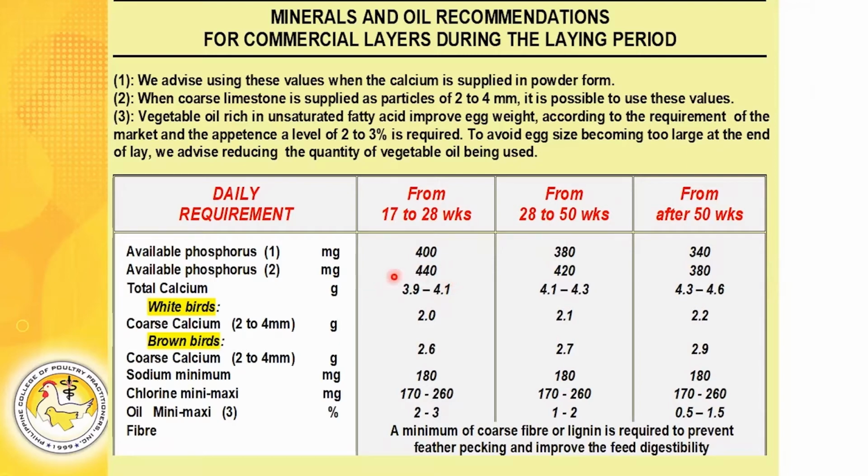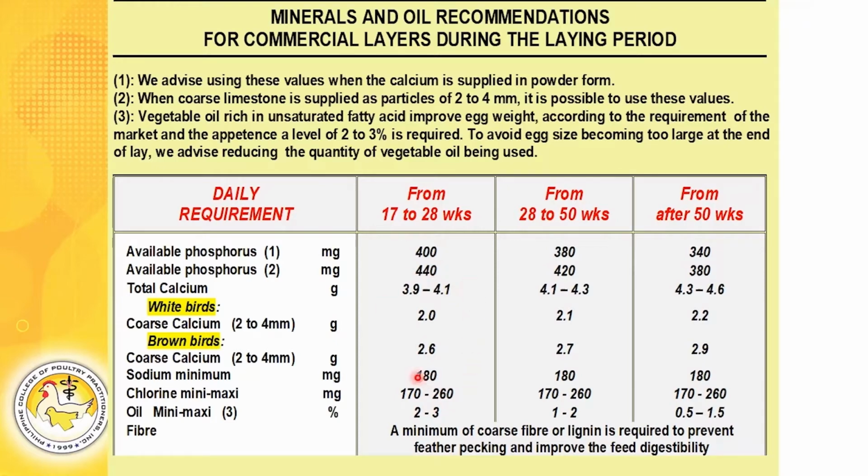So for the beginning of lay, for example, the requirement will be 3.9 to 4.1 grams of calcium per day. And if the feed consumption is around 110 grams, the laying diet during the beginning of lay will be around 3.6% calcium. Similarly with other minerals like sodium and chloride, we can calculate how much is supposed to be put into the feed formulation.